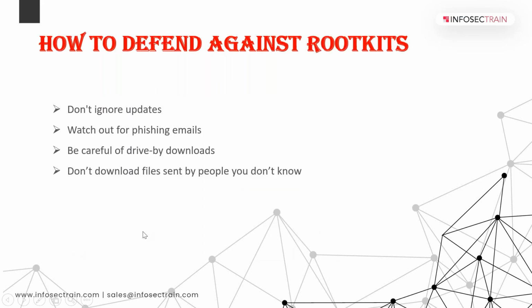So how to defend against rootkits? Don't ignore the updates, watch out for phishing emails, be careful when you're downloading something, and don't download files sent by people you don't know. Sometimes you will get attachments in your WhatsApp or in your mail. Don't download them into your system.